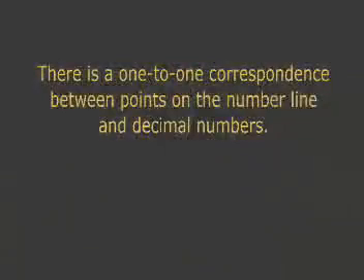Every decimal number can be associated with a unique point on the number line. And every point on the number line can be associated with a unique decimal number. This is often expressed by saying that there exists a one-to-one correspondence between points on the number line and decimal numbers.